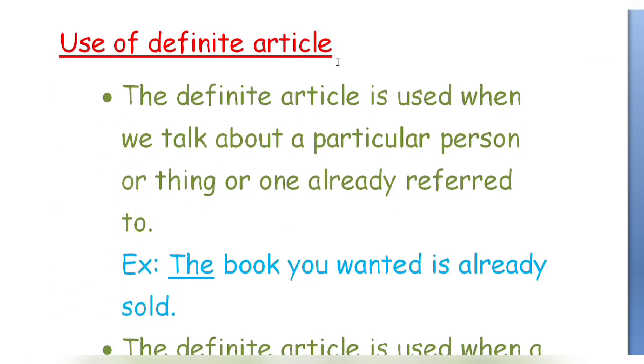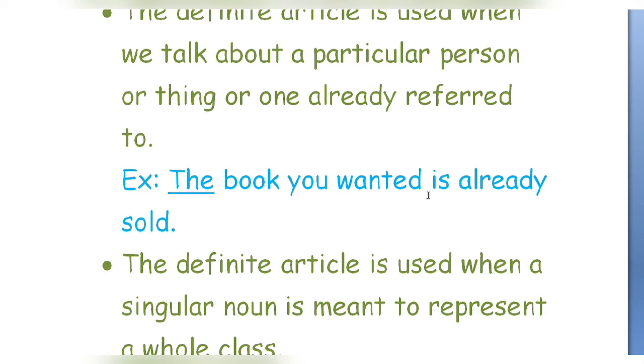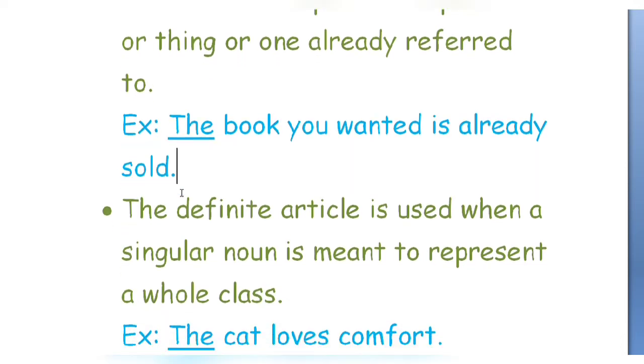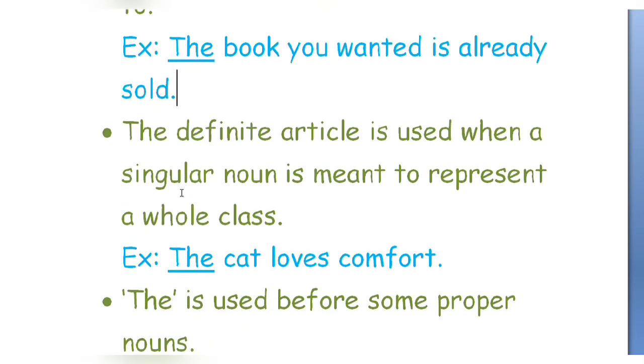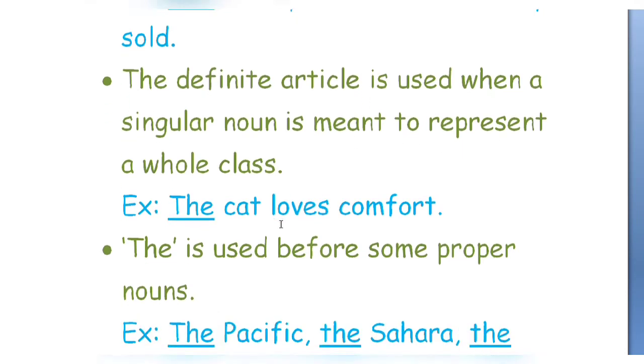Use of definite article. The definite article is used when we talk about a particular person or thing or one already referred to. For example, the book you wanted is already sold. Here we are referring to one particular book that we are actually looking for. So, the book you wanted is already sold. One particular book. Now, the definite article is used when a singular noun is meant to represent a whole class. Now, what does this mean?